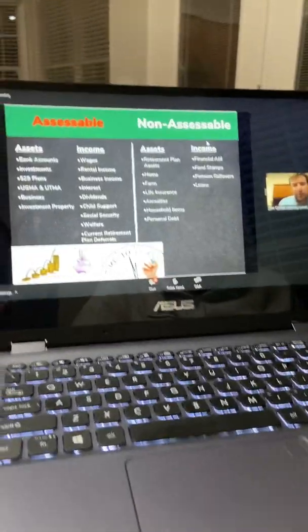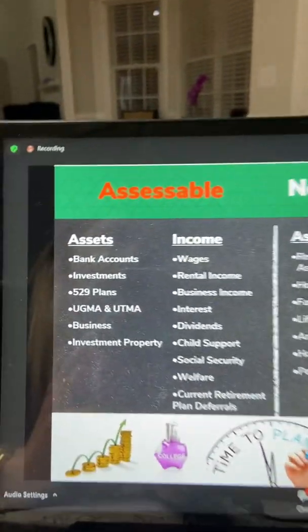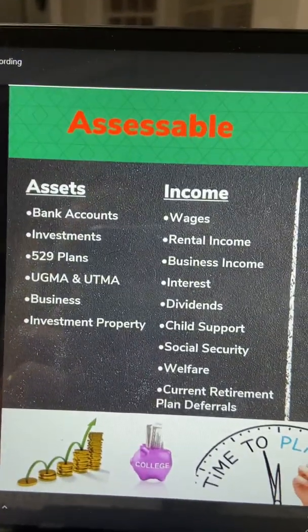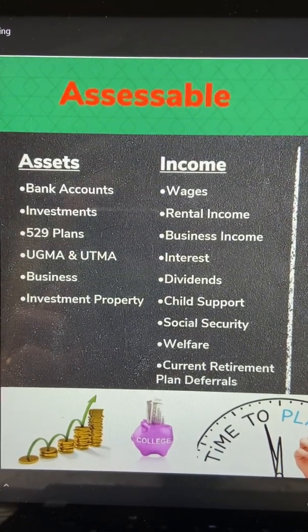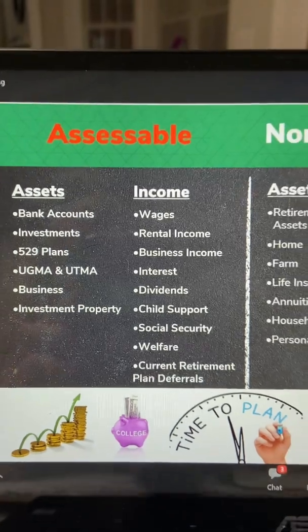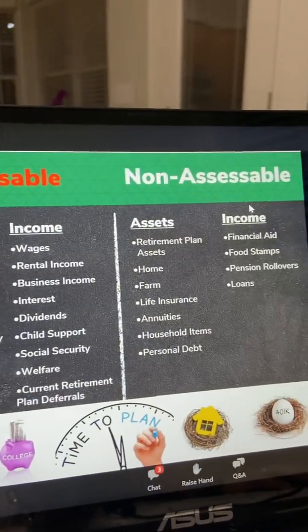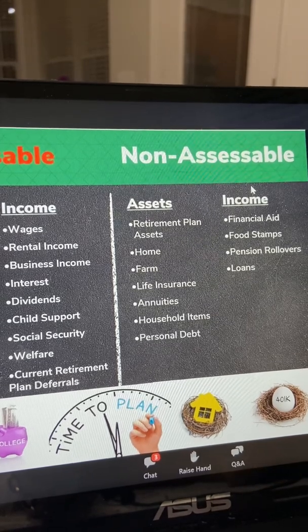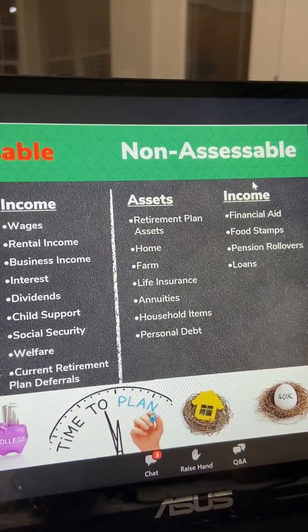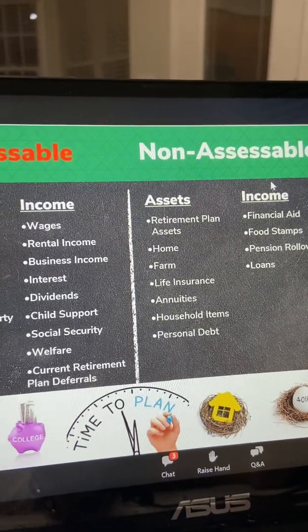So what financial information are they going to ultimately require you to report to them? There's accessible, that's the left side, that's what they are looking at. Non-accessible is basically out of the eyes, so it's not seen by FAFSA in this case. And so let's start on the accessible side.